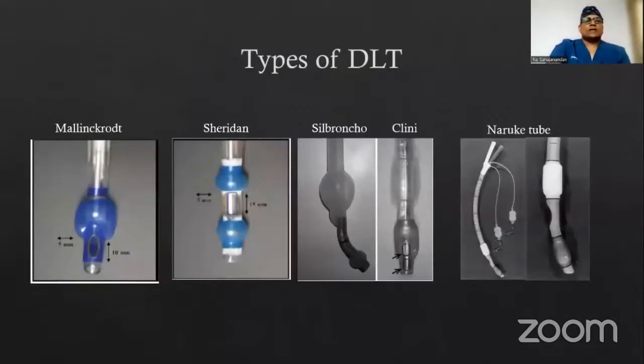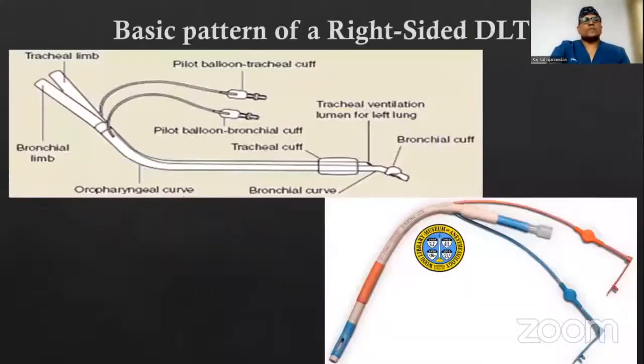Coming to the types of DLT, you can have different types like Mallinckrodt, Sheridan, Silbroncho-Clini, or a Naruke tube. Coming to the basic pattern of a double lumen tube, you can see that there are two tubes attached side by side with each other. It has a tracheal limb, which ends proximally, and a bronchial limb, which goes distally. This is meant to go beyond the carina, which is normally at this level, into the bronchus. And it has a proximal tracheal cuff with a pilot balloon and a distal bronchial cuff.